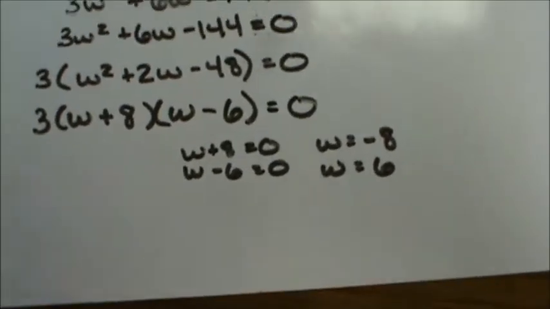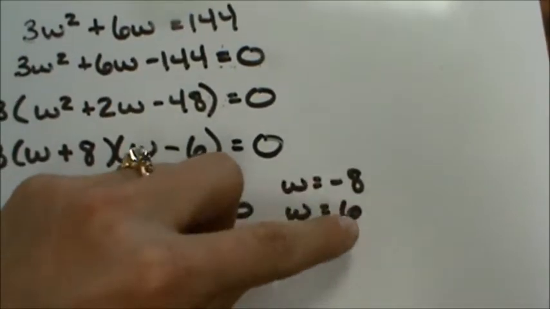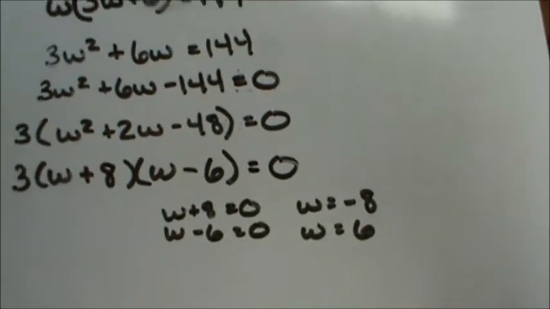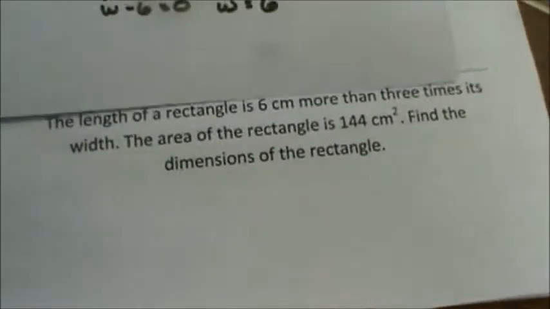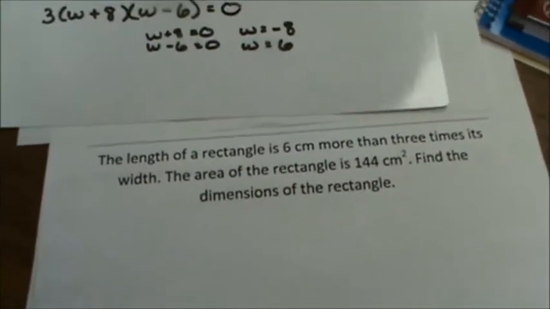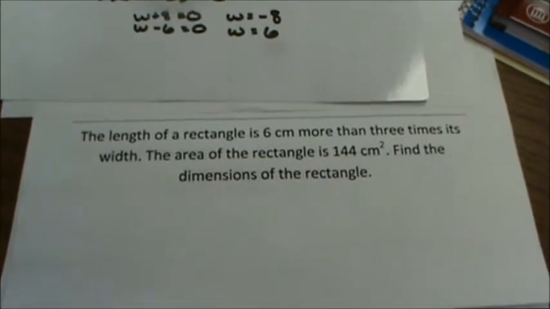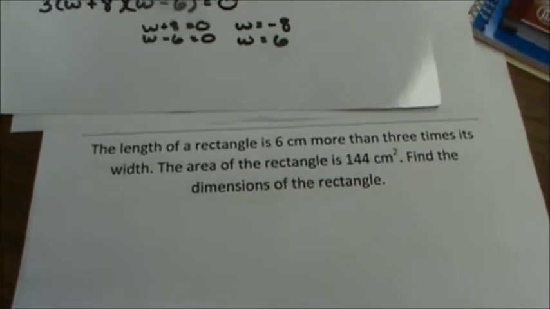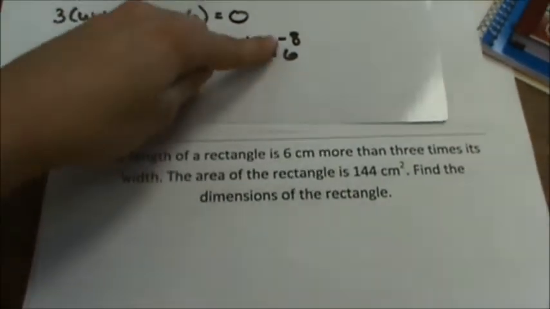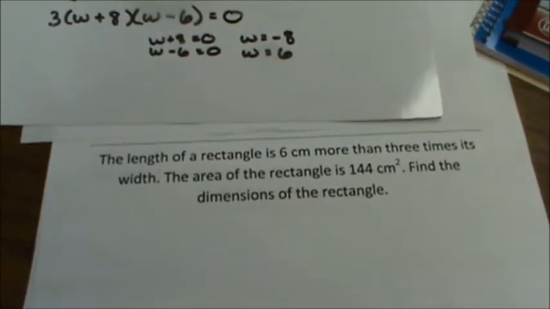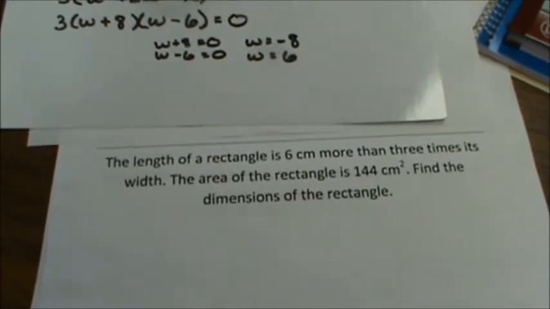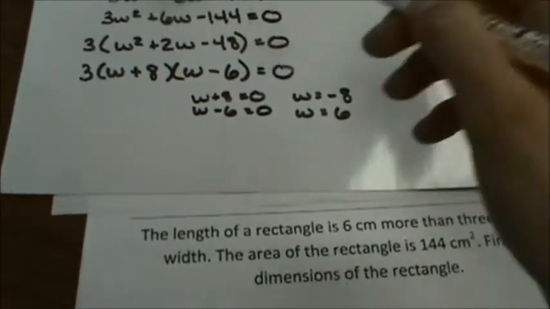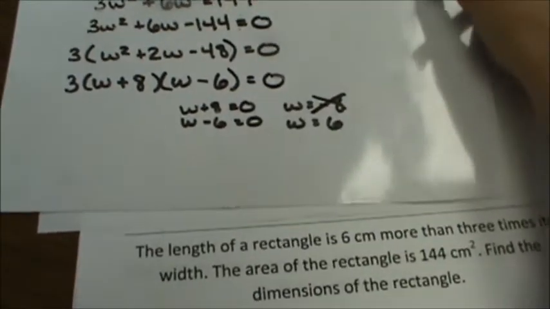But let's go back to the original question and see if both of these could work as solutions or if just one. So up here, let's rearrange a little bit. The length of a rectangle is 6 more than 3 times its width, and the area is 144. Find the dimensions of a rectangle. Now I figured out that the width could either be negative 8 or positive 6. But if I'm thinking about the width of a rectangle, I cannot have a negative. So this value is out. So 6 seems to be what my width is.